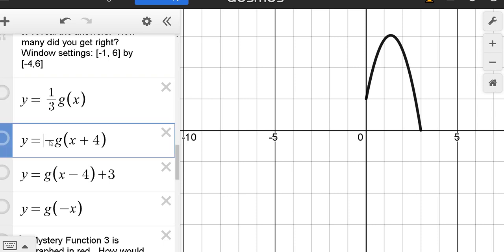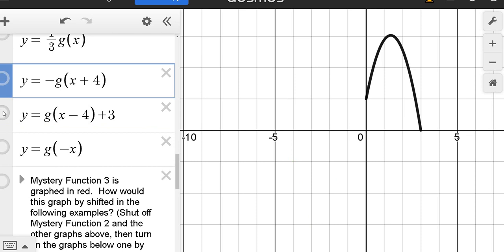What's going to happen if I have a negative out in front and then an x plus 4 here? Reflect across the x-axis and then left 4. Good. The negative reflects across the x-axis. The plus 4 is going to shift to the left by 4. And the shift isn't affected by reflecting across the x-axis. So, bam, there you go.